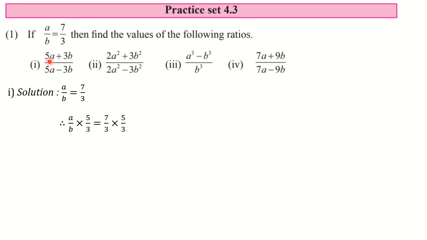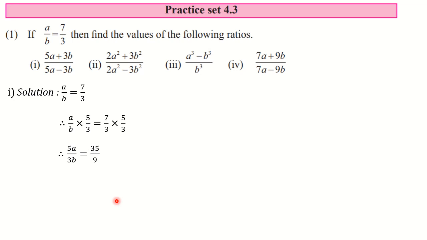I want numerator 5A and denominator 3B, so accordingly I am multiplying. When I multiply, I get the answer as 5A upon 3B is equal to 35 upon 9. Now easily you can see that we have got the required ratio on which we can perform the operation componendo dividendo.